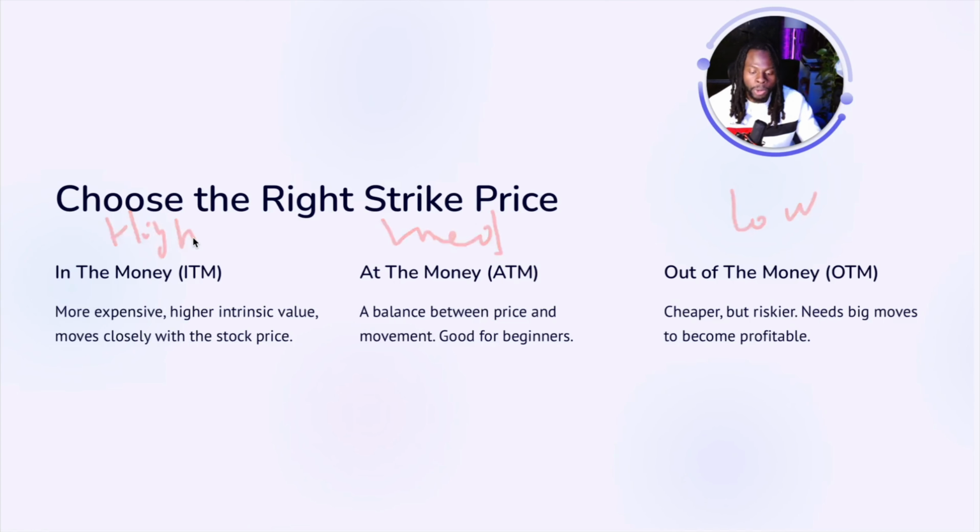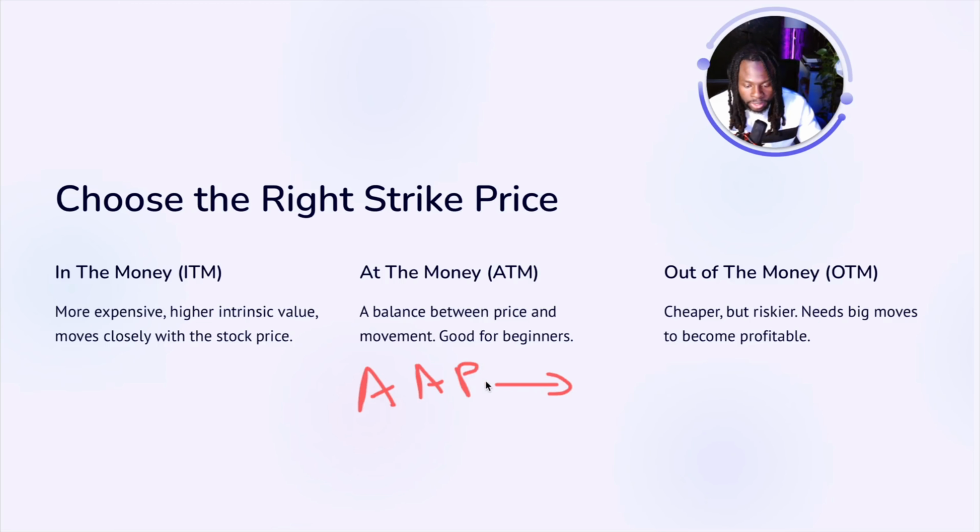But in general, actually, let me go back. If you don't know what in the money, at the money, or out of the money means, let's give an example really quick. Let's say Apple is currently trading at $50. When choosing your contract, you're going to have different options. You're going to have strikes at 51, 52, 53, and you're also going to have 49, 48, 47.